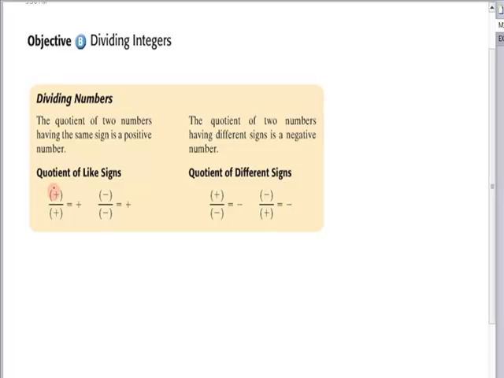Quotient: if you divide positive by positive or negative by negative, if you divide like signs, you get a positive quotient. If you divide different signs, positive divided by negative or negative divided by positive, you get a negative.